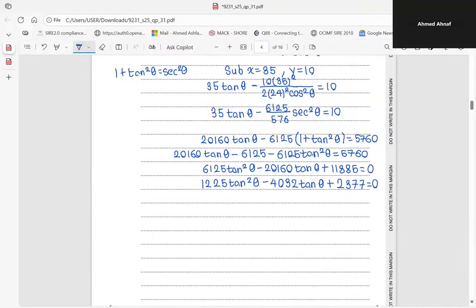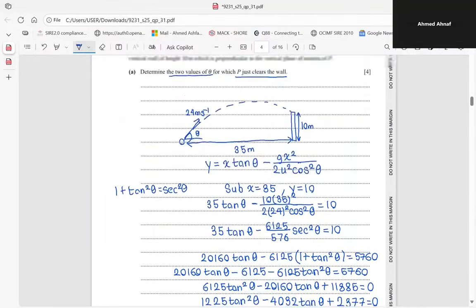So you can use the quadratic formula or you can try to factorize it. So I'm going to try factorizing this.